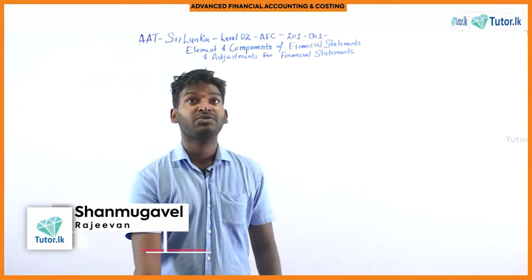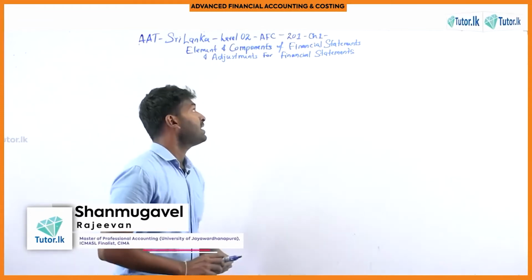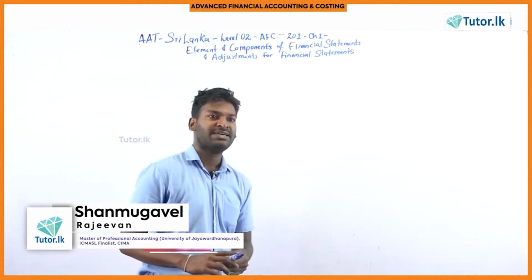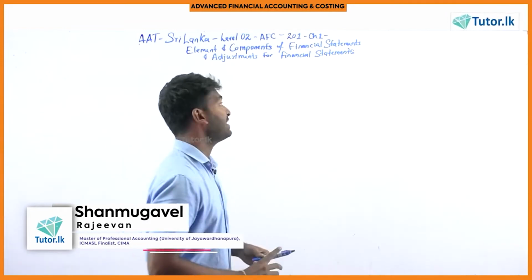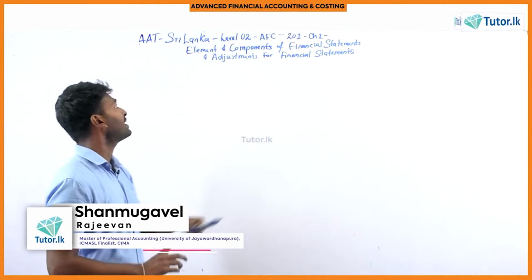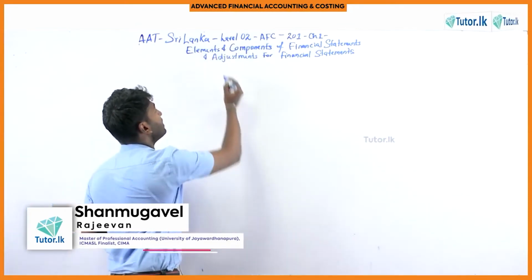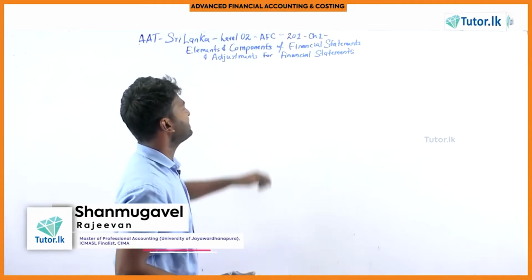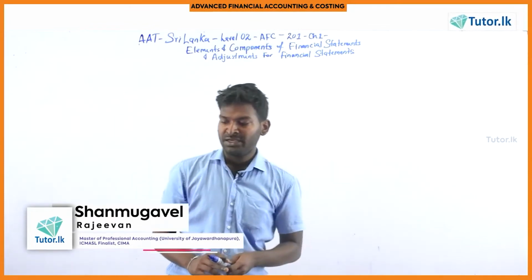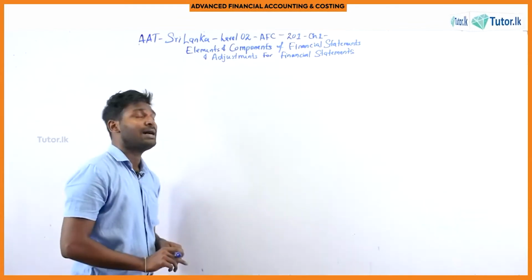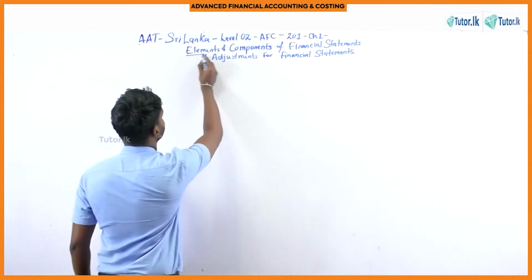Hi everyone, today we are going to be discussing AAT Sri Lanka Level 2 AFC, that is the Advanced Financial Accounting subject, and we will be discussing Chapter 1, which is elements and components of financial statements and adjustments for financial statements. So the first part would be the elements.